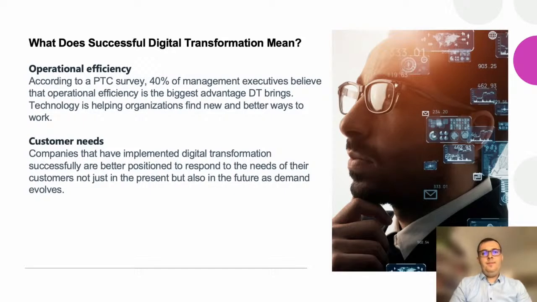According to a PTC survey, 40% of management executives believe that operational efficiency is the biggest advantage that digital transformation brings. So at an executive level, 40% of these executives believe that operational efficiency is the most important pillar that digital transformation is built upon. Basically, technology is helping organizations find new and better ways to work. So we leave away the old and inefficient processes, and we adopt a more efficient and digital-centered process approach.